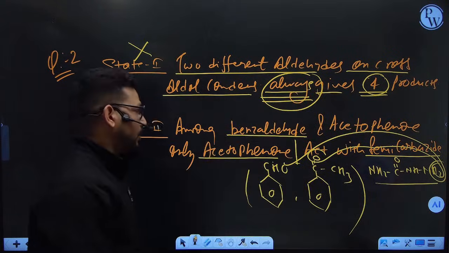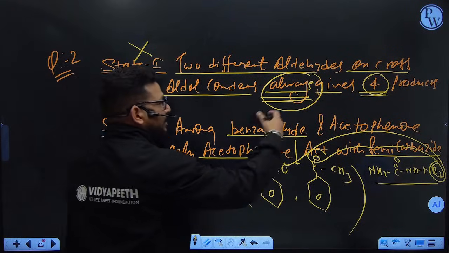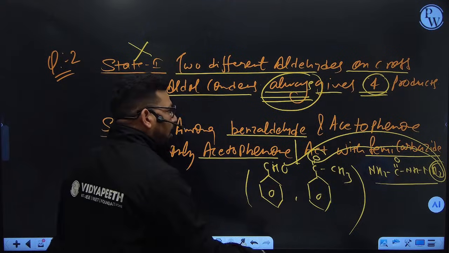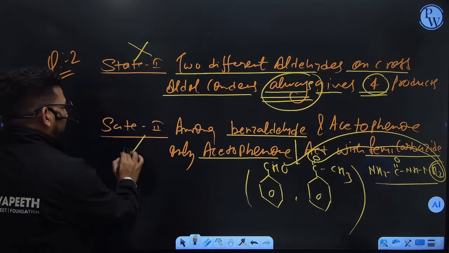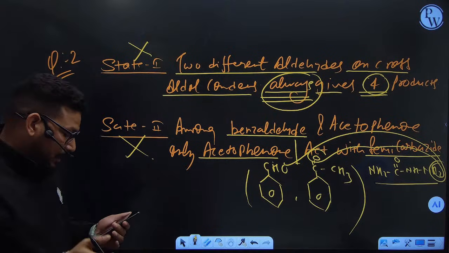So now we can say that it is not like that. Actually, benzaldehyde and acetophenone are both able to react with semicarbazide, not only acetophenone, according to the data. So we can say statement 2 is also incorrect. So we can go with the options. The 4 options are there.